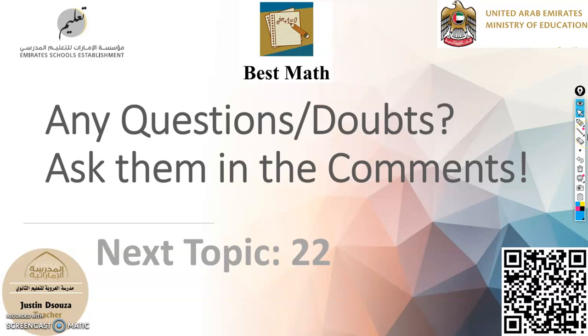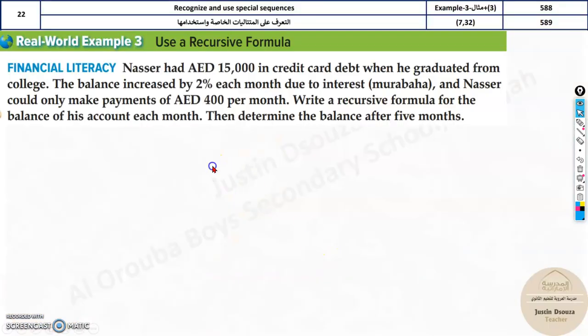We move to the penultimate topic, that is topic number 22. In this, we have some real world problem. Let me just read it out. It's about interest and stuff. We have to write a recursive formula.